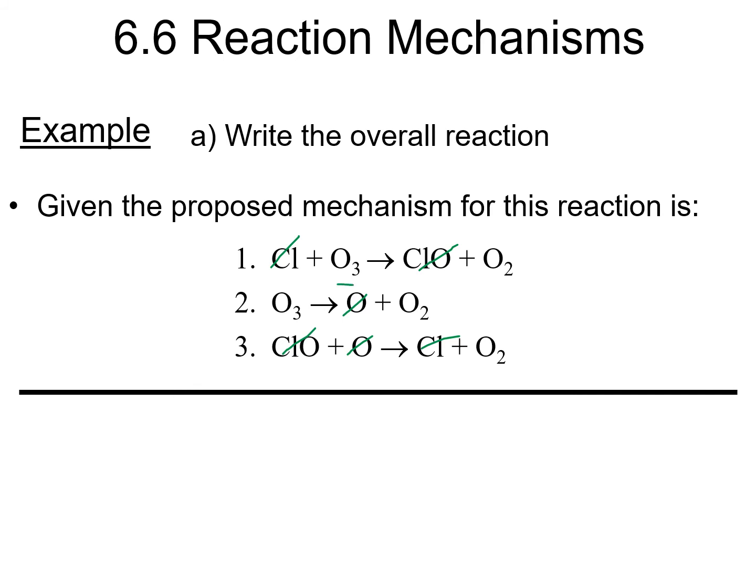So here's what we've got. We've got a couple of O3s, and we have 3 O2s. So that should be our overall, and there it is. So there's our overall reaction. Again, we cannot take our rate law from this overall reaction. It does not work out. It's going to come from one of our steps.